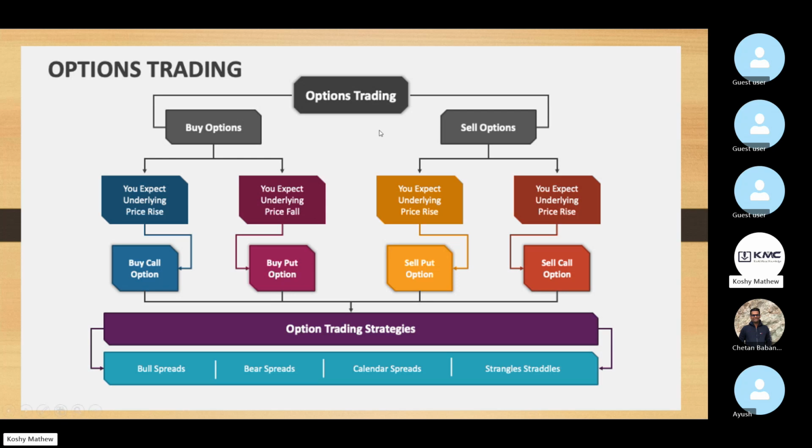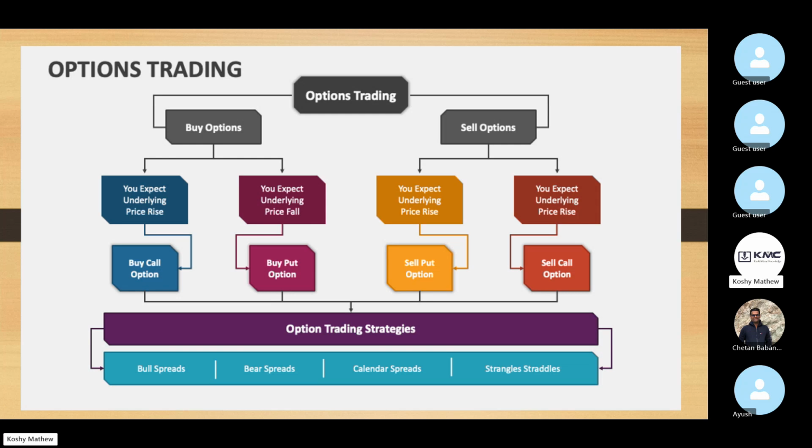In the same way, selling options is just the opposite. When you sell an option, for example, where you're selling a put, you're expecting the market to go up. In buying, when you buy a put, you're expecting the market to fall down. Remember that. When you sell a put, you're expecting the market to go up. And when you sell a call, you're expecting the market to go down. In buying, when you buy a call, you're expecting the market to go up.